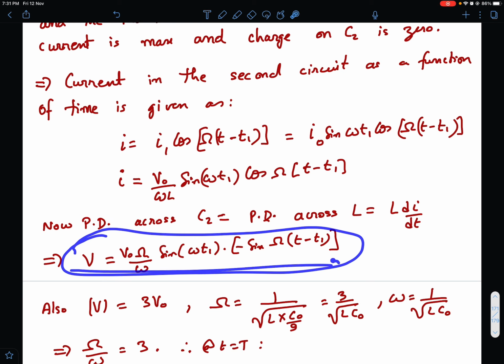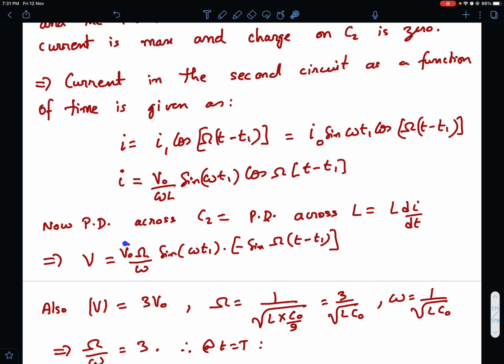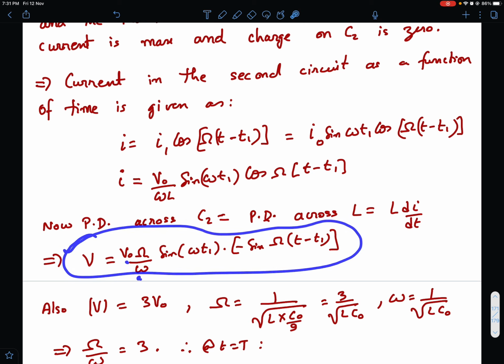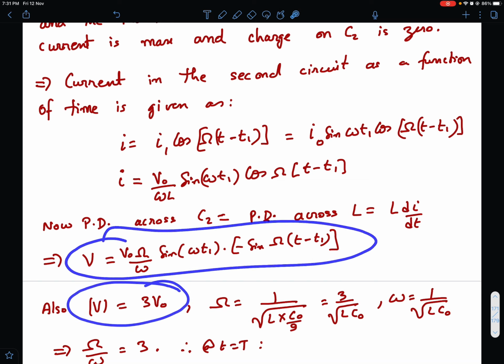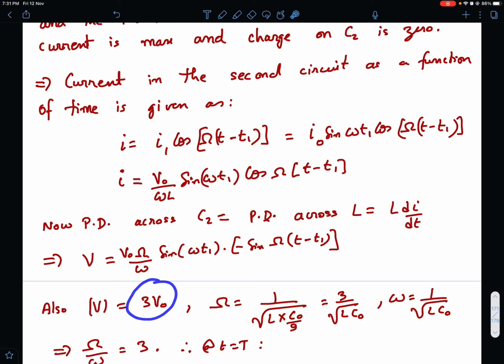So the potential difference is L di by dt, and if you multiply by L, this L will cancel, leaving V0 by omega, and this capital omega comes from differentiation by the chain rule. So this is your potential difference across the inductor as a function of time: V0 capital omega by small omega, sine omega t1, and minus sine capital omega (t minus t1). What is given in the question is that we want this potential difference to be equal to 3V0. Polarity is not given, so we can just take the mod of this and equate it to 3V0.